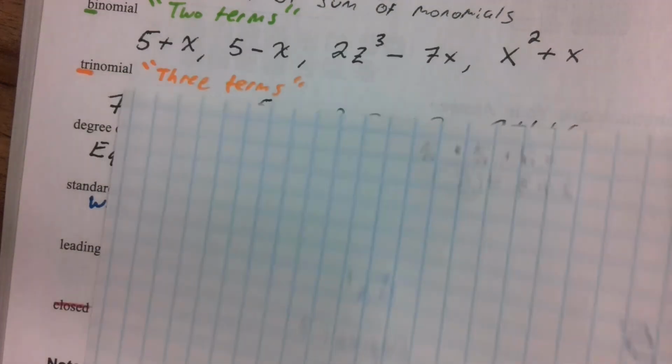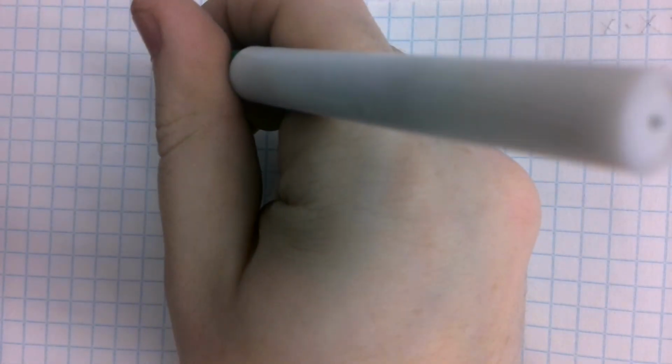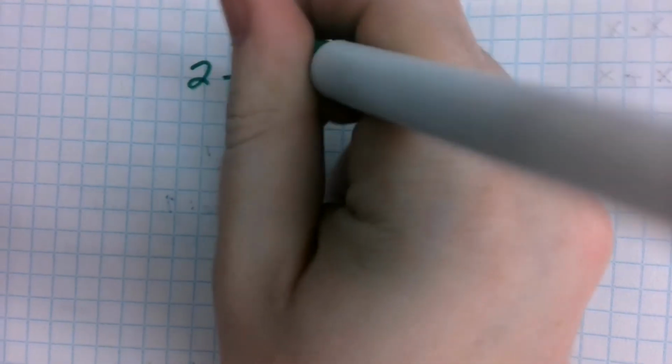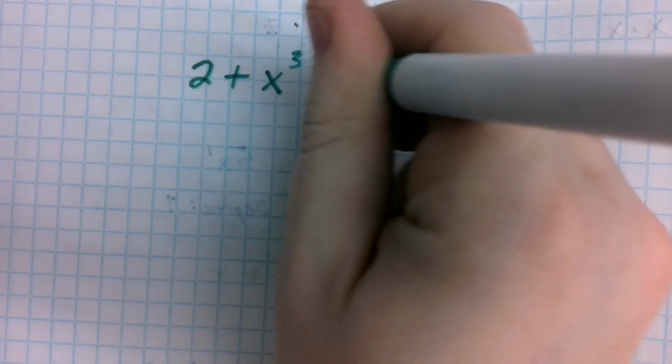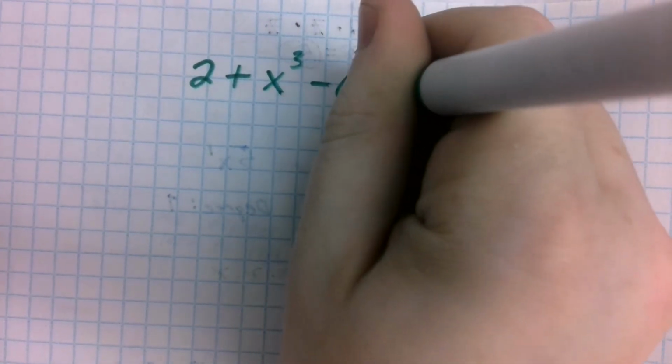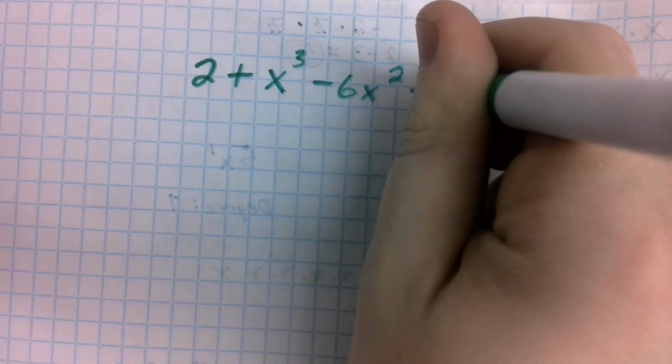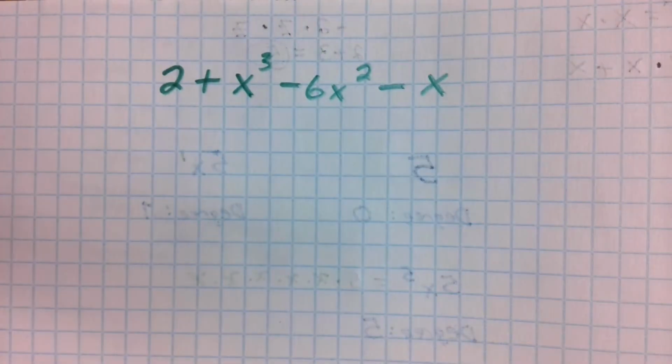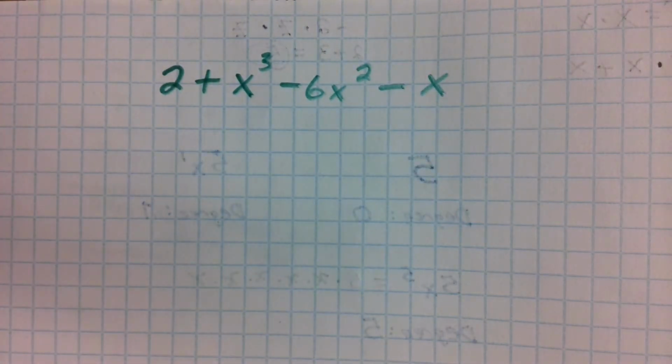So, let's take a look at this. Let's say I have the following polynomial. Let's say I have 2 plus x cubed minus 6x squared minus x. And I want to put this in standard form. Well, the highest degree must go first.